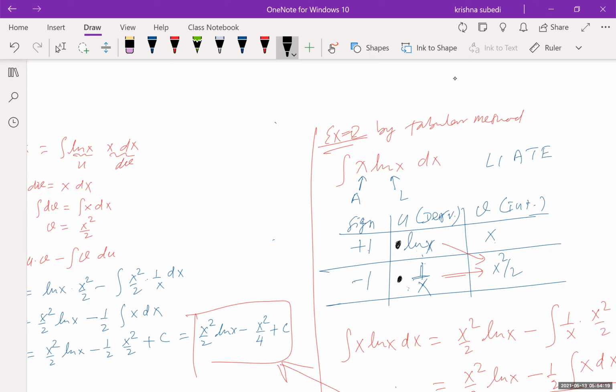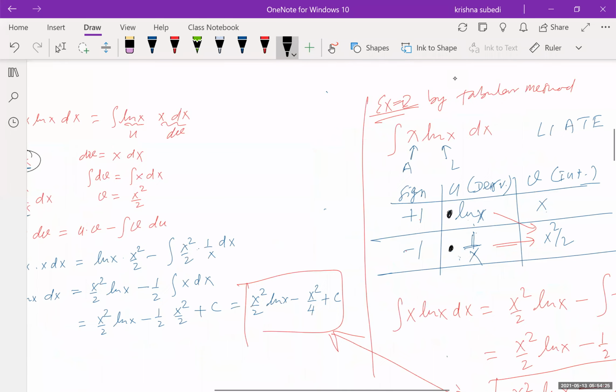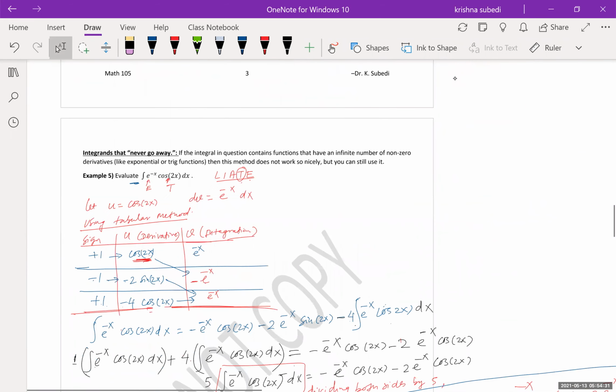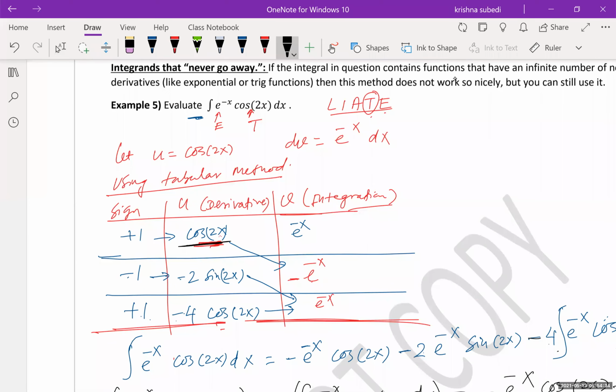And sometimes the function will not change, but it will just repeat the exact same function. For example, in example 5, we started with cos 2x and we did the differentiation. The function type did not change. It was a trigonometric function, and it is also a trigonometric function. But after another differentiation, we got the exact same factor. So in that case, you can just stop and work it out. So these are the 3 conditions you need to remember if you want to use the tabular method.